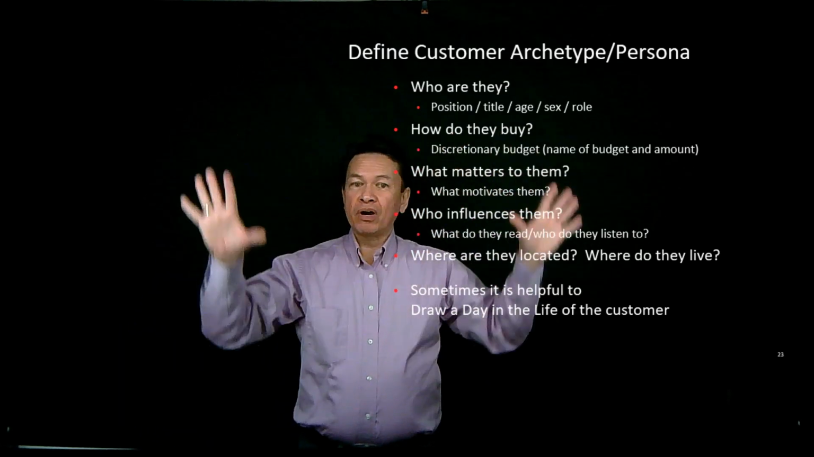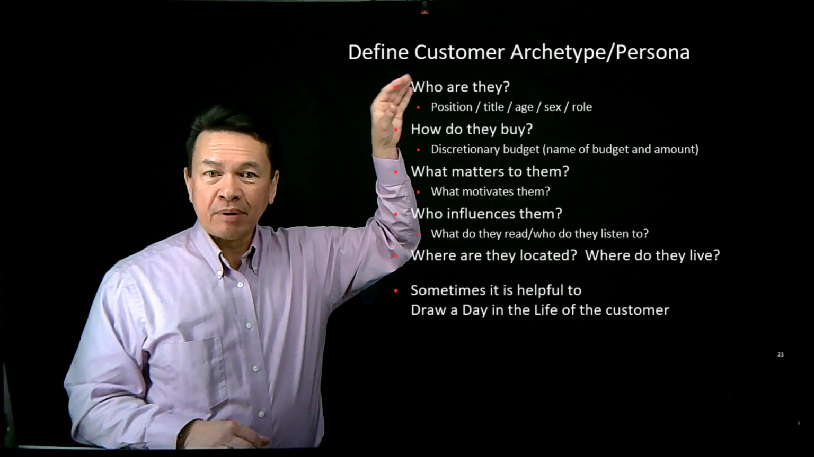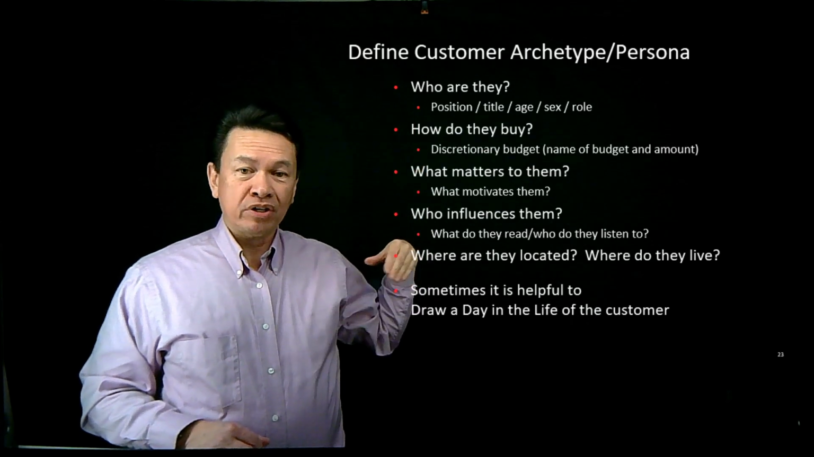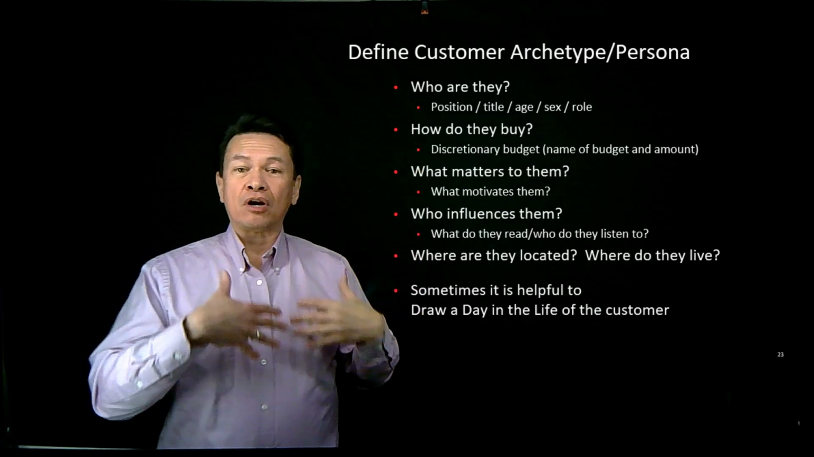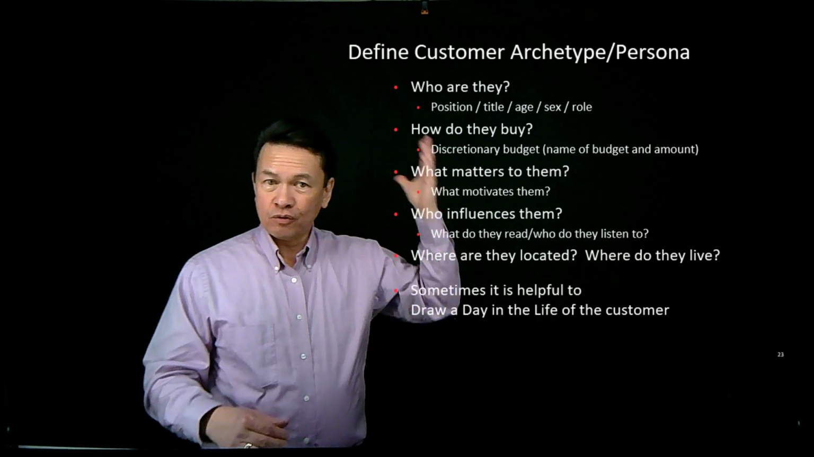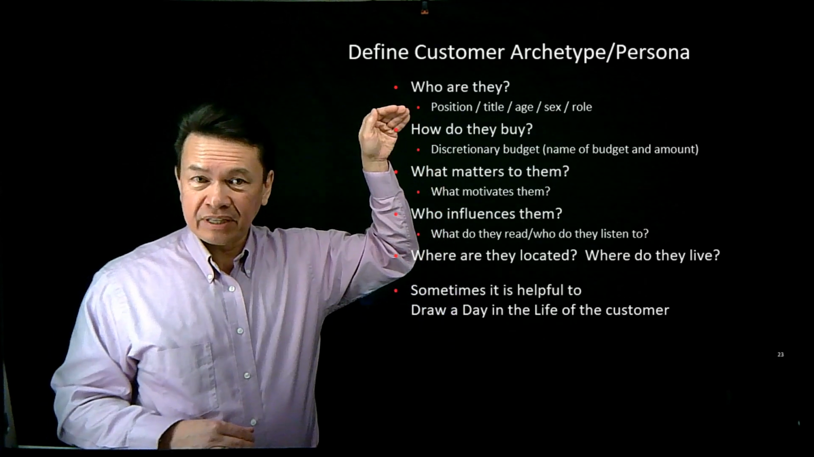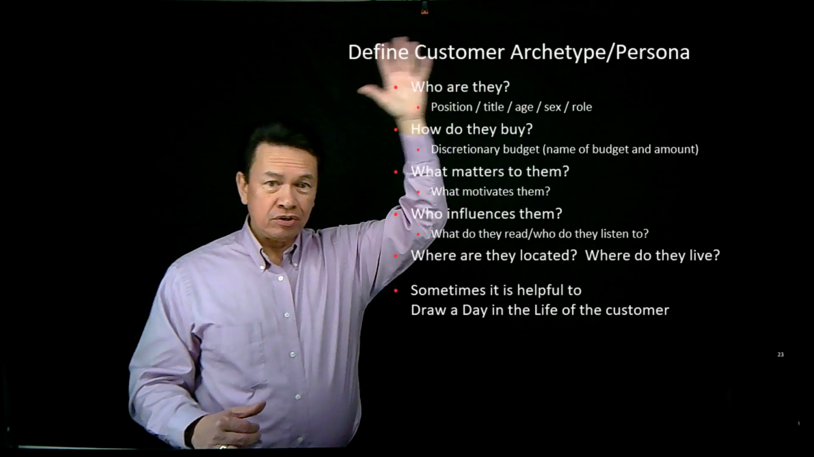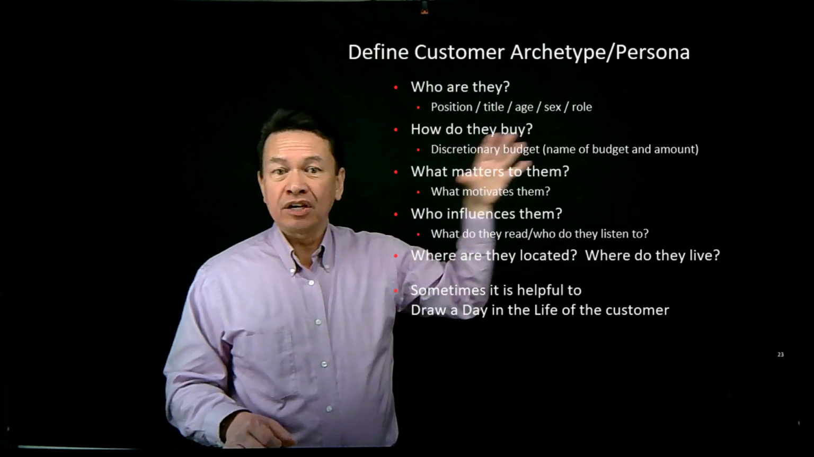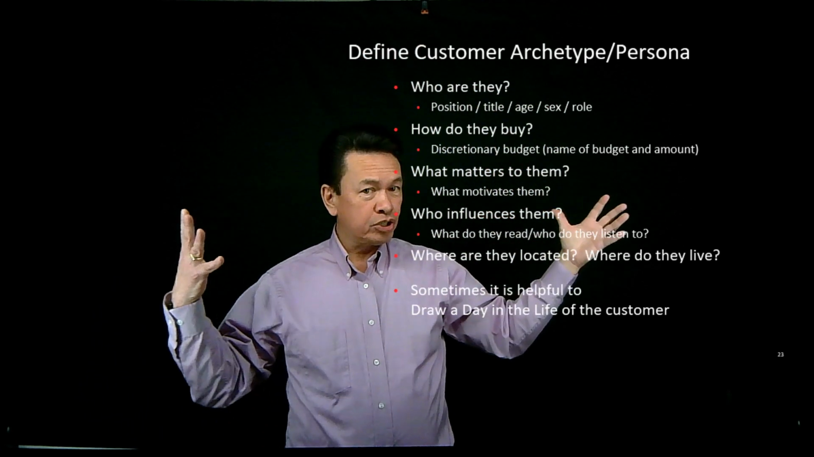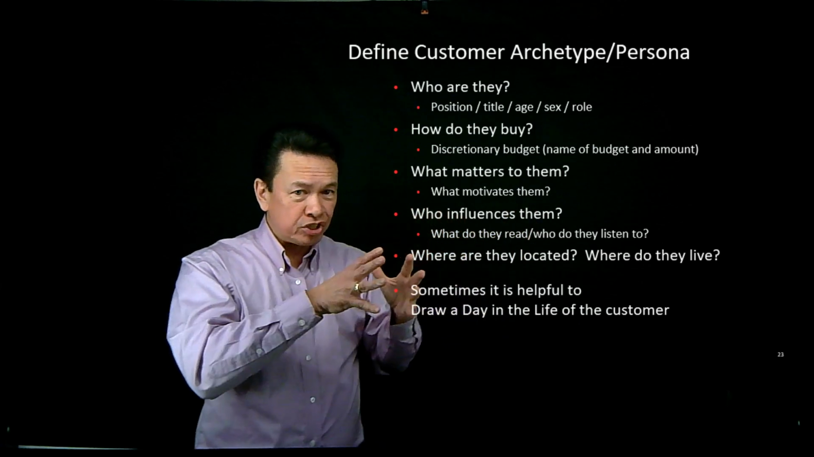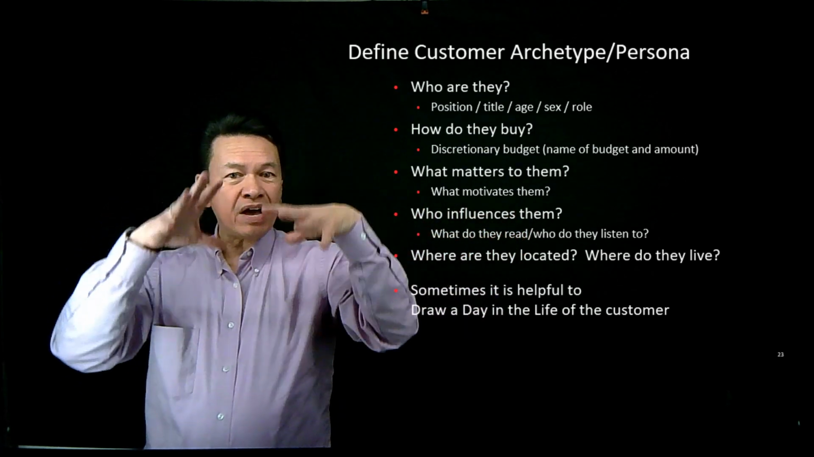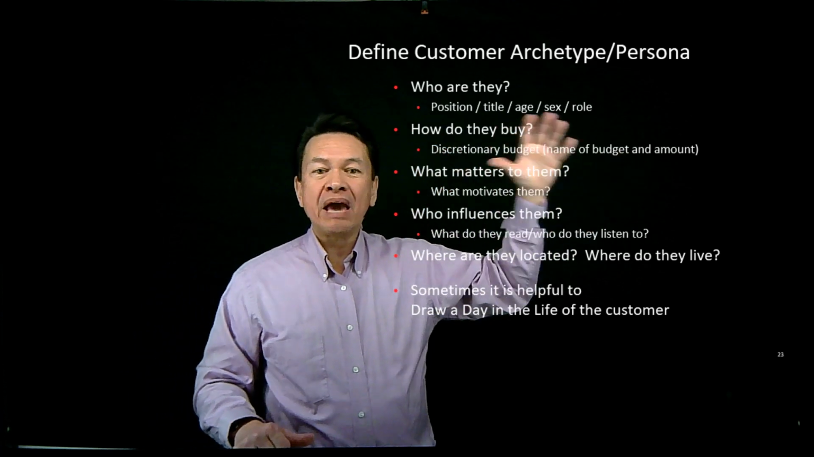So what do I want you to do around persona archetype? Think about who are they? Not all of these things are going to be important to your business necessarily, so you've got to figure out what are the most important attributes. For some of you, it may be the position that they hold, what title they have, how old they are, gender, what role they have. Could be, how do they buy? Do they have a large discretionary budget, or are they truly budget shoppers? Are they really frugal, or are they looking for value? What does value mean to them? What matters most to them?